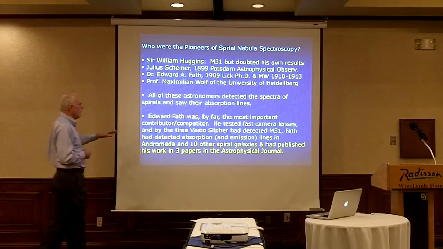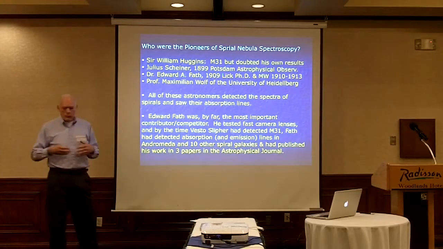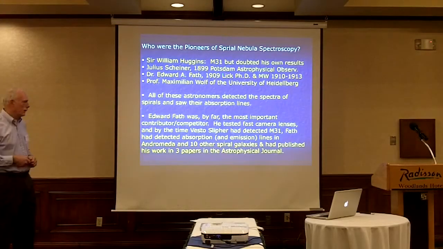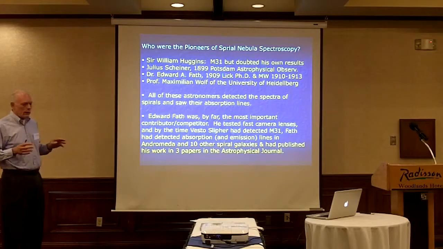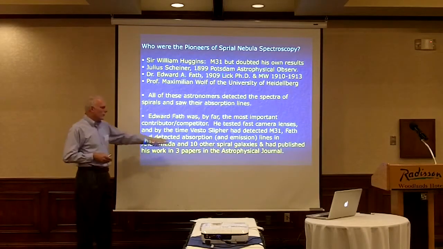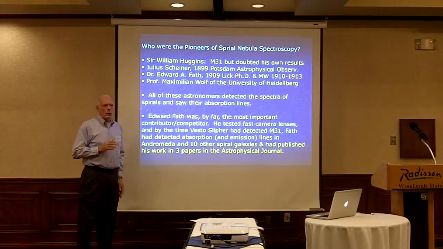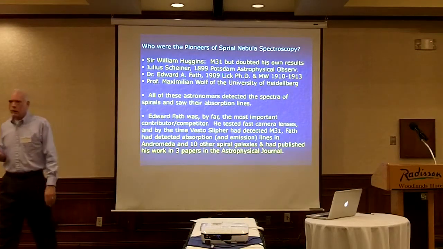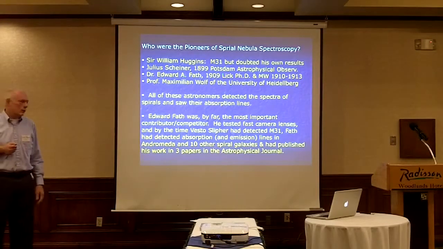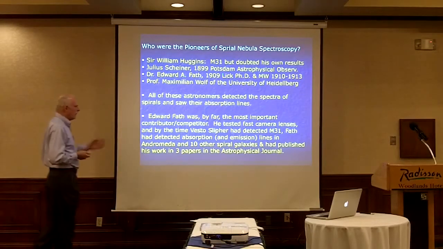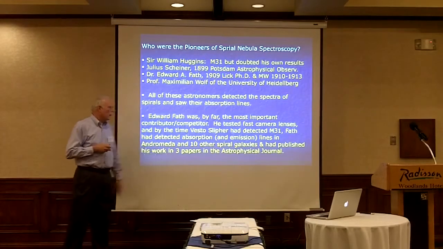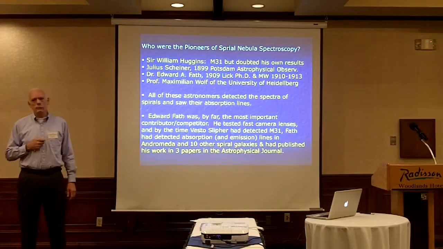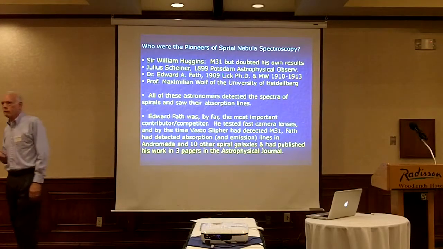And by the time Slipher had detected the M31 spectrum, the 100-year anniversary that we're celebrating now, Fath had not only detected the absorption line spectrum in Andromeda, but he had 10 other spiral galaxies that he had detected, a list of maybe 8 globular clusters that he had detected the spectra of. And by just about the time Slipher got his spectrum of Andromeda, Fath had already published 3 papers in the Astrophysical Journal describing those spectra.